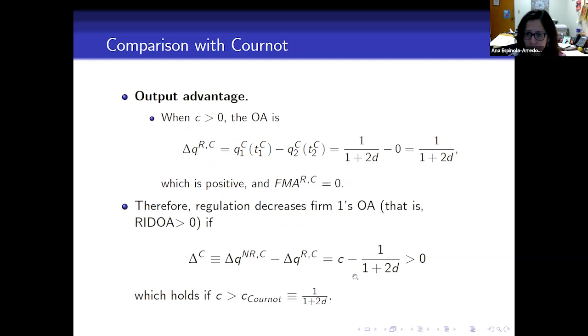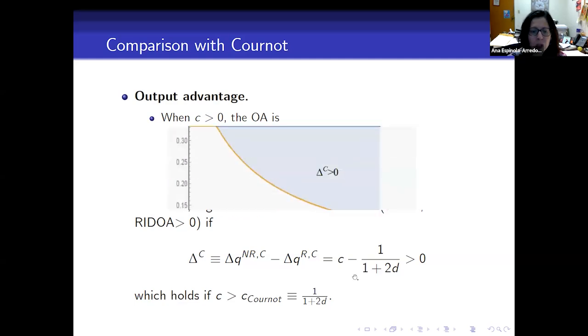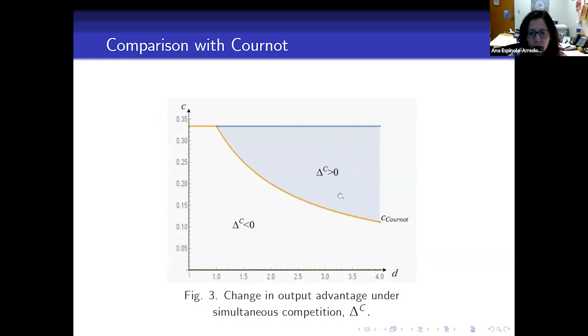It's positive if and only if firm one's cost efficiency is sufficiently high. Or in other words, the regulation-induced decrease of the output advantage is positive if and only if firms are sufficiently asymmetric. This is different than in the case of sequential competition, in which we observed that it was unambiguously positive. So graphically, what we are observing now is that regulation decreases firm one's output advantage if and only if the environmental damage is sufficiently high and firms are sufficiently asymmetric.